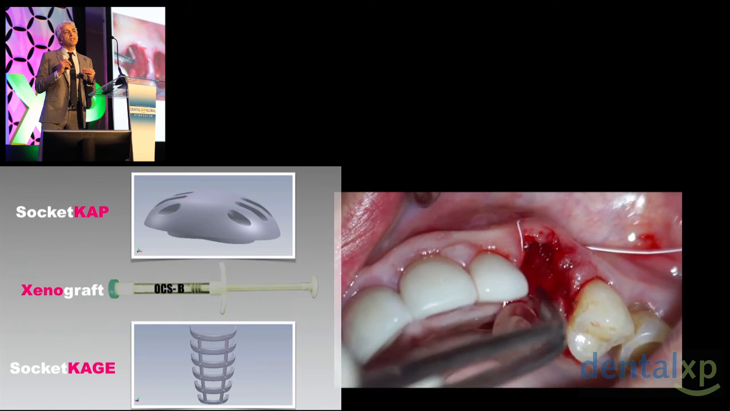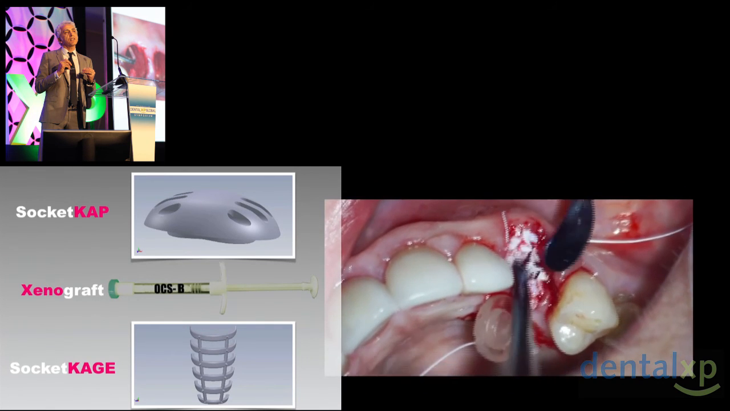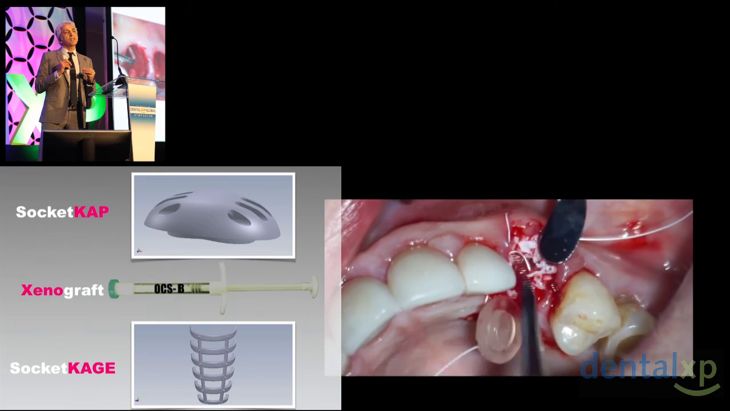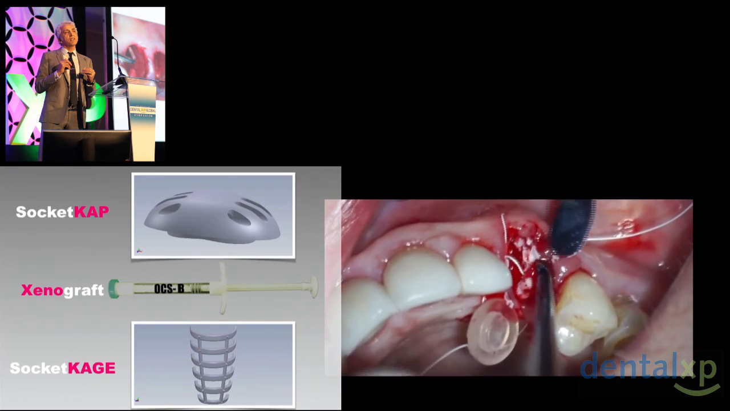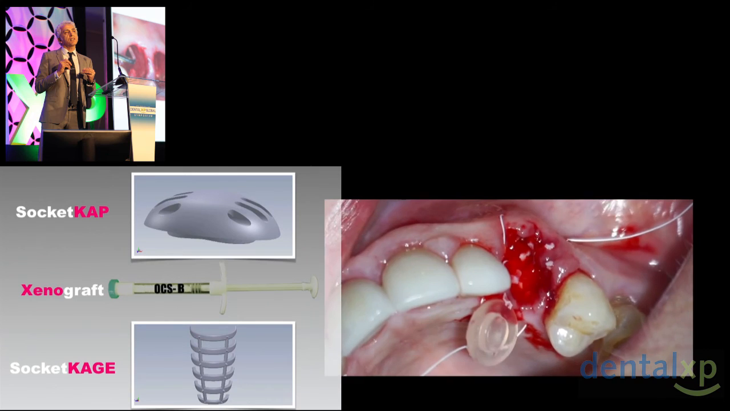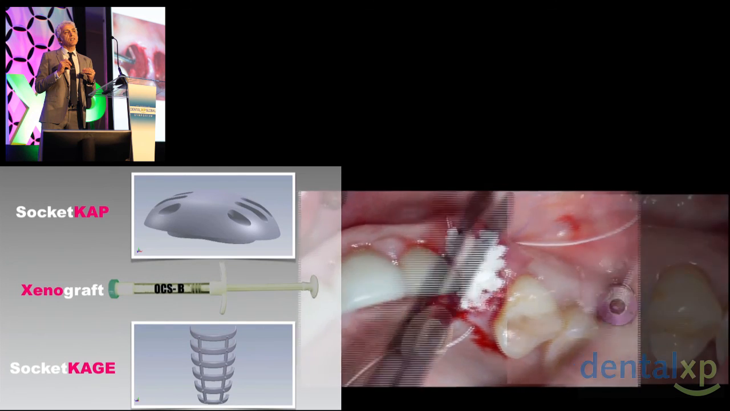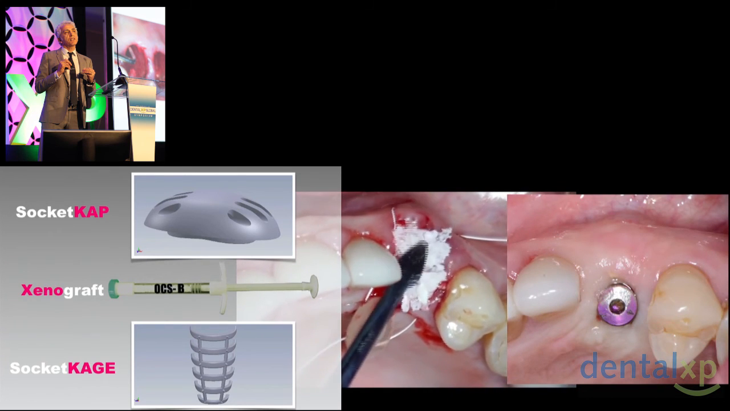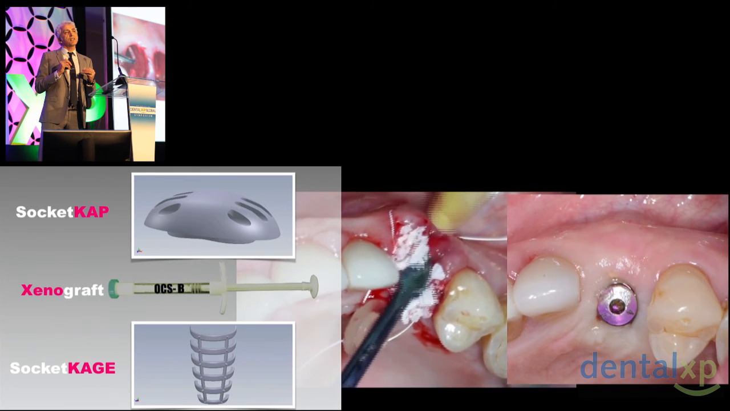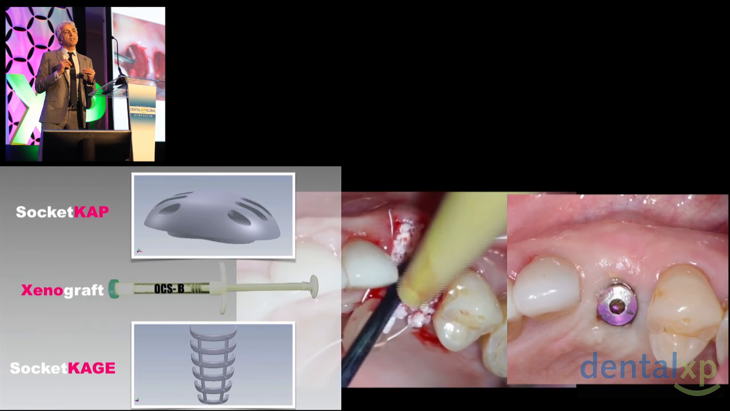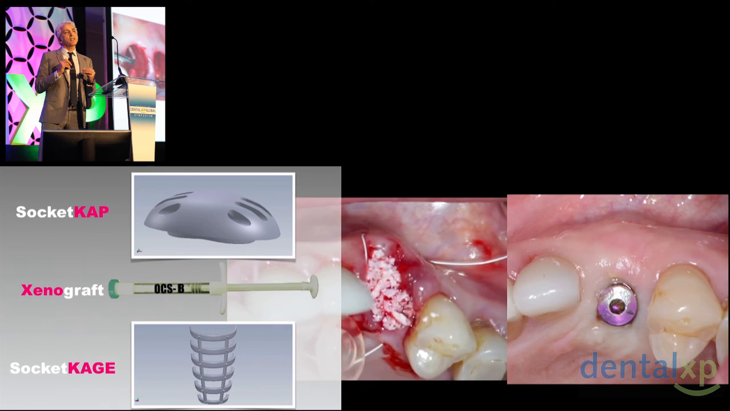And then the xenograft is placed, the bovine material is placed, and this area is covered with the socket cap to contain the graft material. And I just want you to see the after, to see that we can really maintain the soft tissue contour and volume after this case.